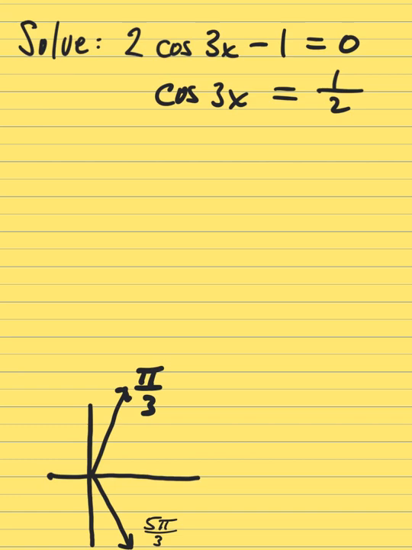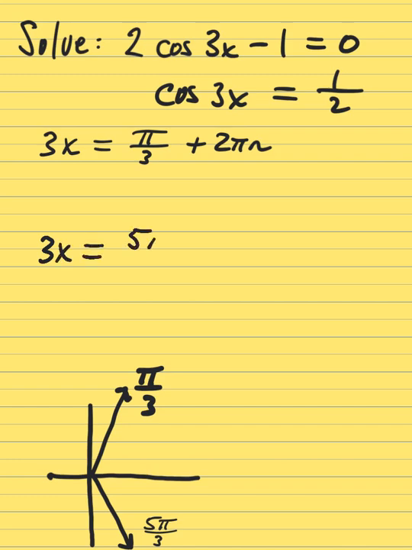So what we'll do is we're going to set this up. Be careful with a multiple angle problem. 3x is our angle. So that is equal to pi over 3 plus 2 pi n. Also, 3x is equal to 5 pi over 3, the other angle with a cosine value of half, plus any full rotation from that one.